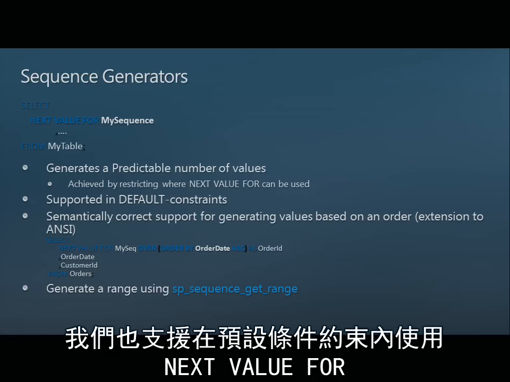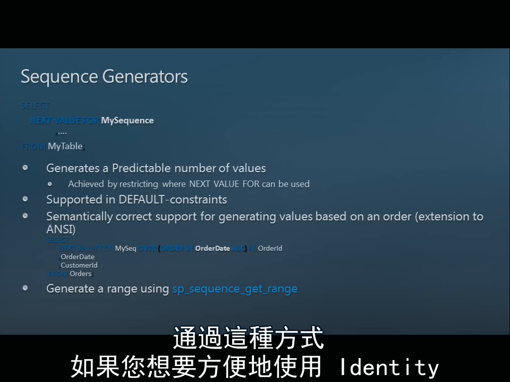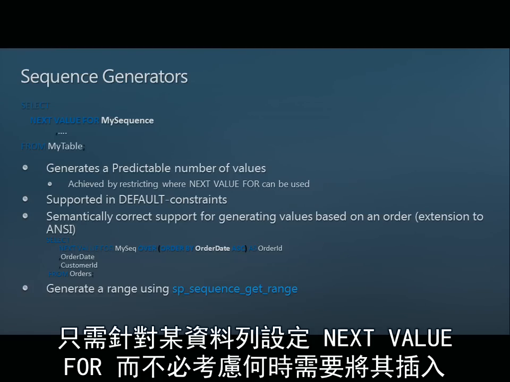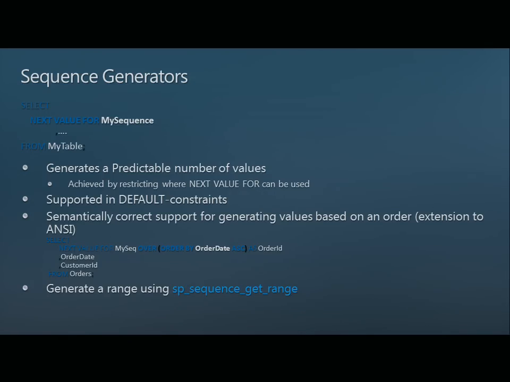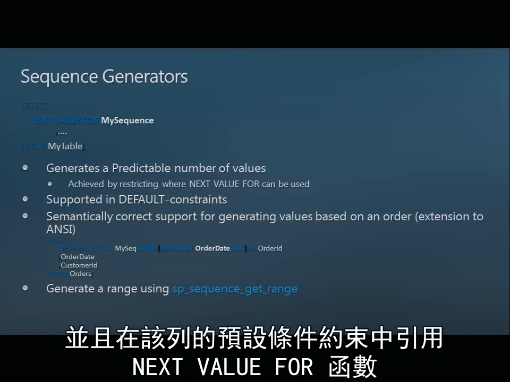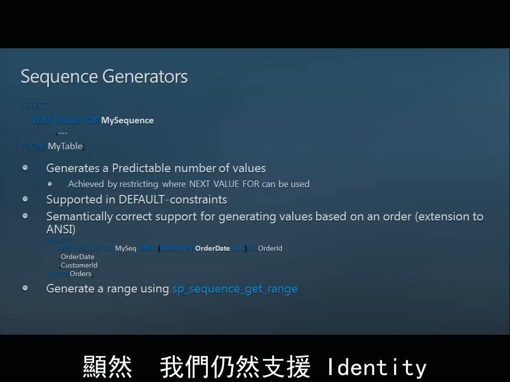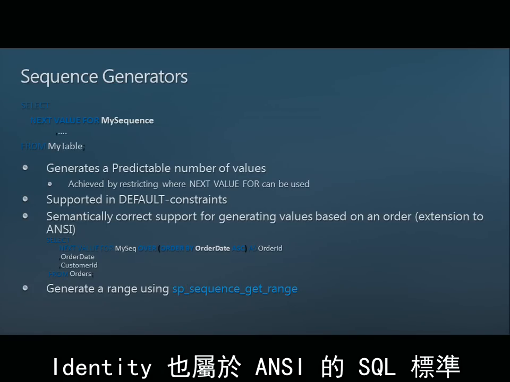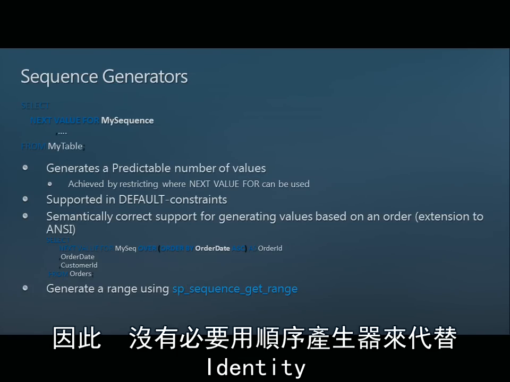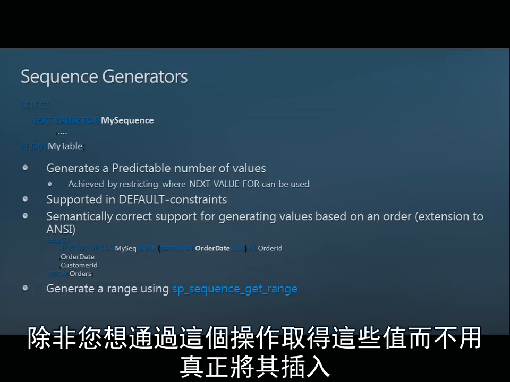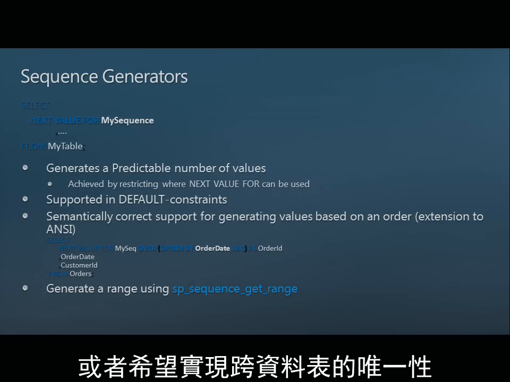We also support using NEXT VALUE FOR inside of default constraints. So in this way, if you want the comfort or ease of use of identity, just specify it for a column, but you don't have to think about it when you do your inserts. You can now create a sequence and reference the NEXT VALUE FOR function in a default constraint for the column. We still obviously support identity. Identity is also part of the ANSI standard for SQL. So there's no reason to replace identity with sequence generators unless you want to be able to retrieve values without actually inserting them, or you want uniqueness across tables.